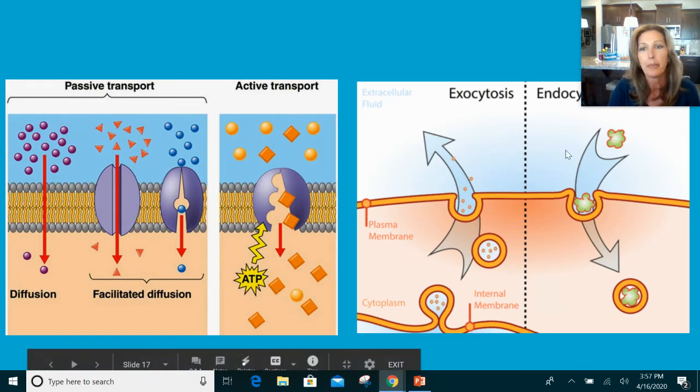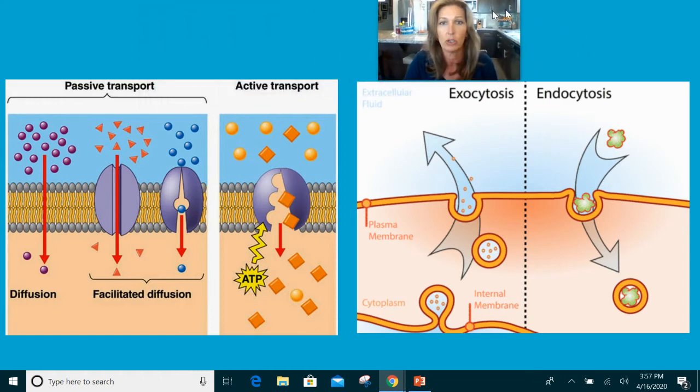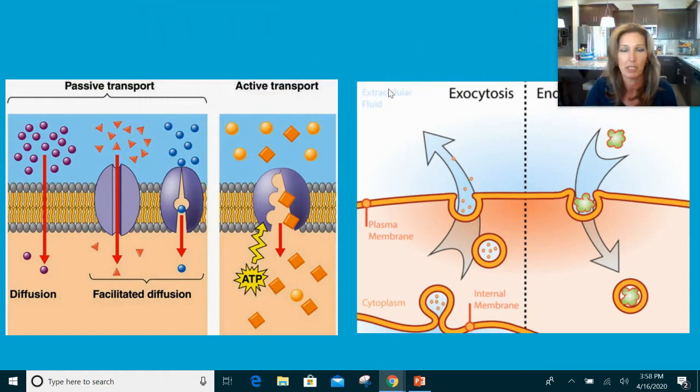If I need bulk transport for large particles or for large quantities of ions or large quantities of molecules, whatever it is, I can use exocytosis. Well, I can't, but my cells can use exocytosis or endocytosis. And this is that engulfing or using the plasma membrane in order to create these transport vesicles for export in exocytosis, or for import, which would be my endocytosis. But it's using that cell membrane to engulf and transport bulk material.